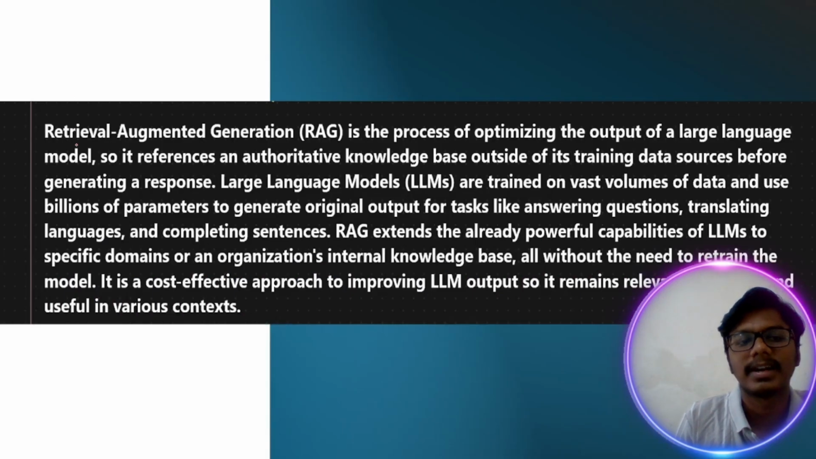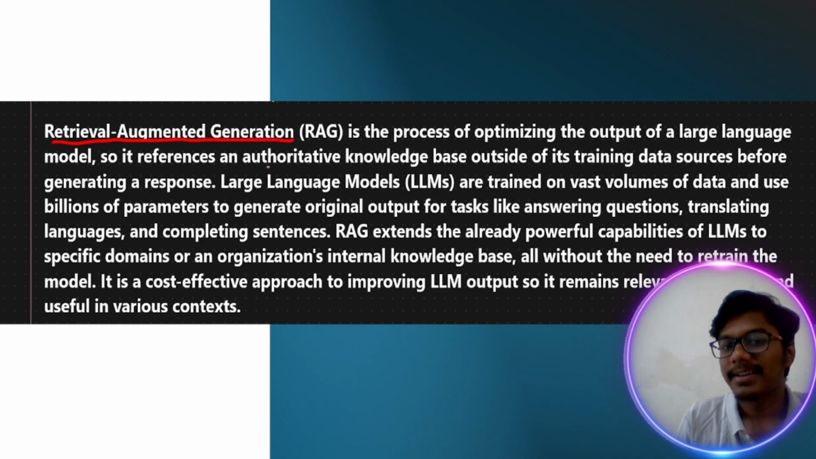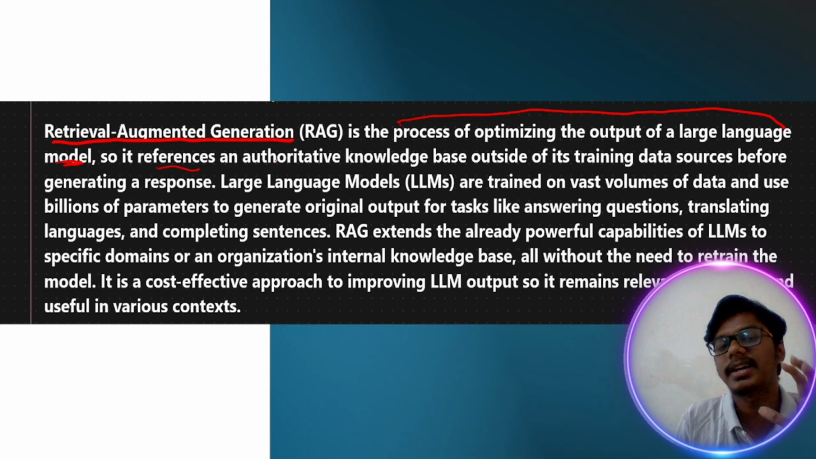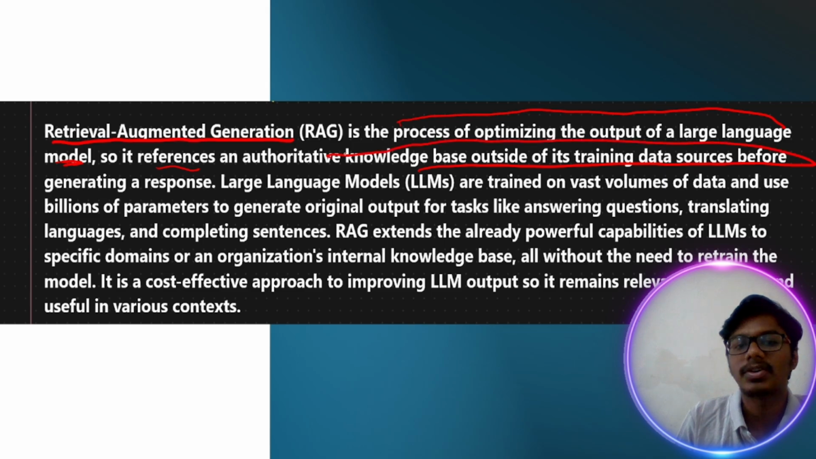So what is the meaning of RAG? RAG is nothing but Retrieval-Augmented Generation. It is the process of optimizing the large language model. It references an authoritative knowledge base outside of its training data. Before explaining this line, I just want to simply explain what is meant by LLMs. So let's discuss LLMs in some detail.